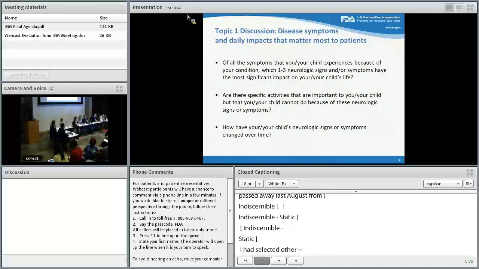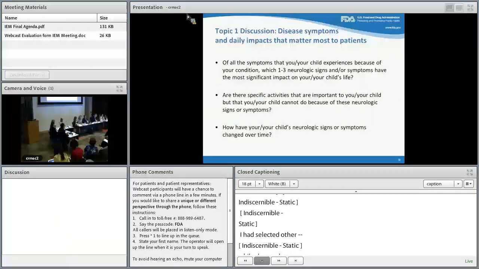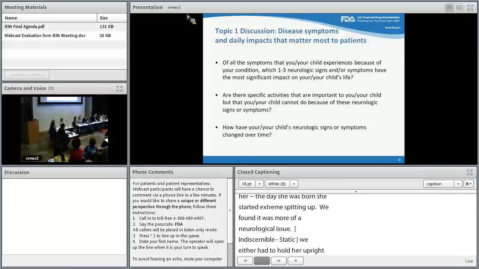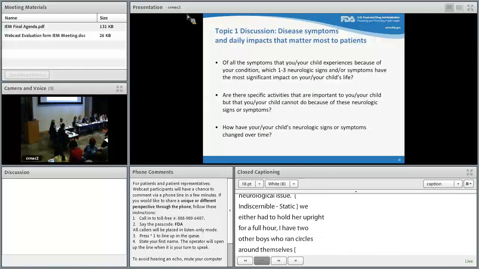Her main issue, as far as quality of life was concerned while she was here, was her feeding issue. The day she was born, she started what we thought for the first week was extreme spitting up, and it became apparent within just a month or so that it was actually more of a neurological issue. Her swallowing issue, we used to have to hold her upright for a full hour after every single feeding. I have 2 other boys who kind of ran circles around us while we did that. She couldn't move. Otherwise, she was much more likely to vomit, and she was very tiny to begin with, so she couldn't afford to lose it.